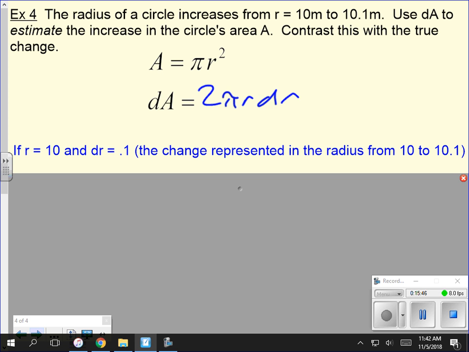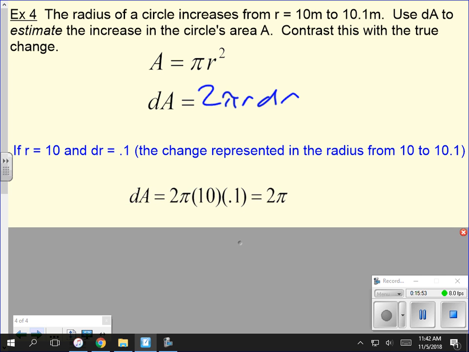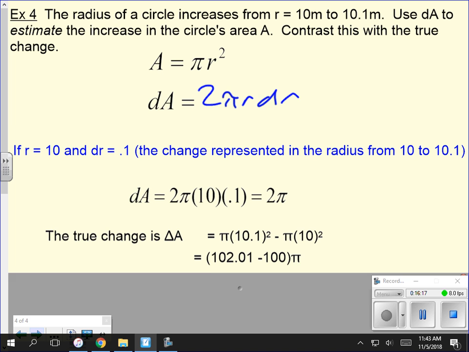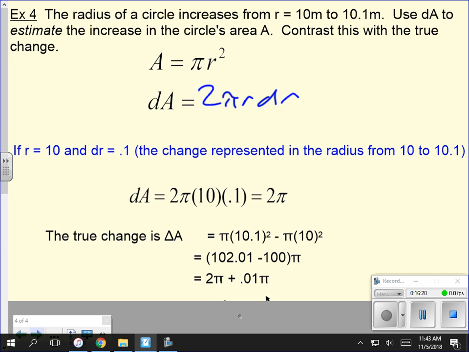Okay, if r equals 10 and dr equals 0.1, the change represents the change in radius from 10 to 10.1. So if I plug in 10, the change in area is 2 pi. So I change 1/10 of a meter from 10 meters to 10.1. My area changes 2 pi square meters. Okay, the true change.